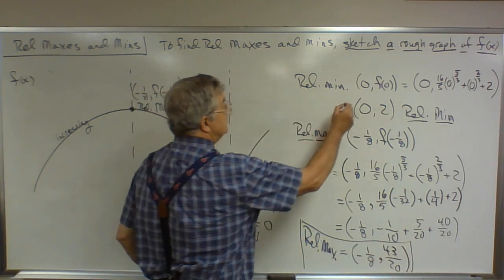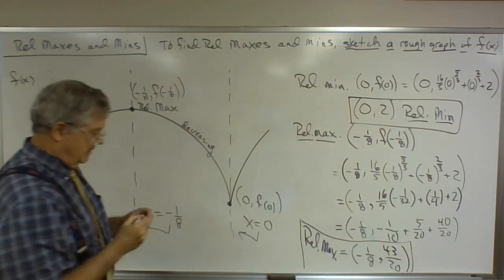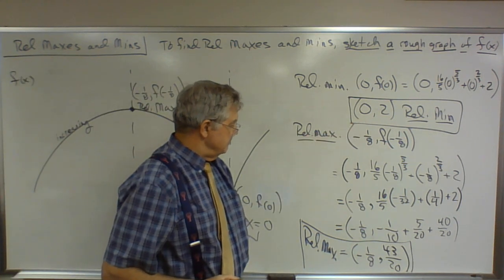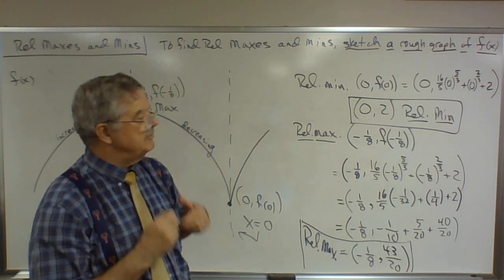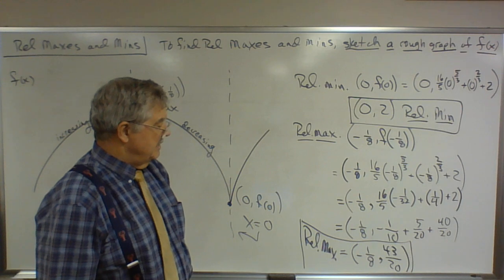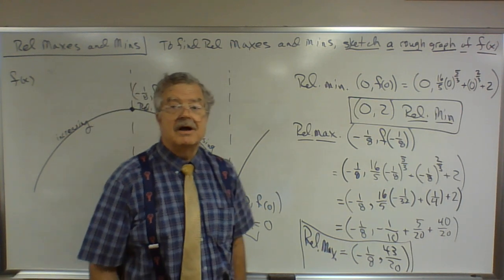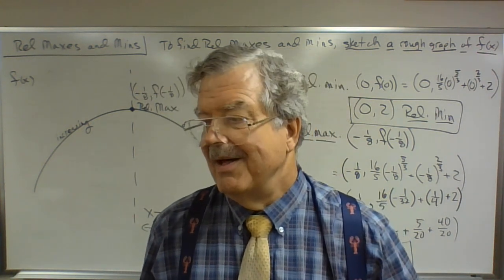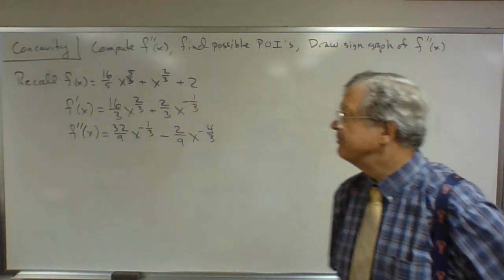And this is our relative min. We'll record that. 0, 2 is relative min. Negative 1/8, 43/20 is relative max. And thank goodness we're done with this part of it. Now we just go on to concavity and points of inflection, and hopefully those will be more manageable.